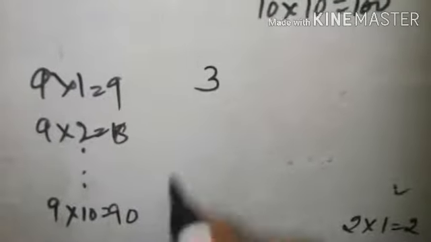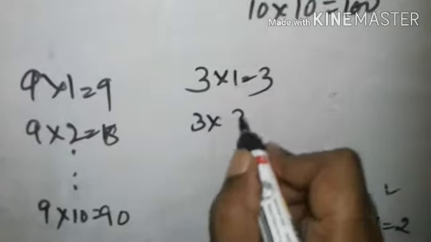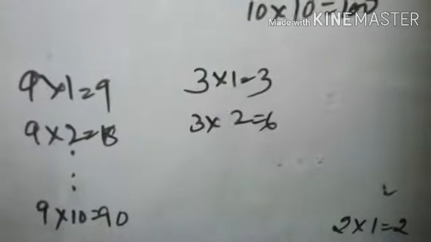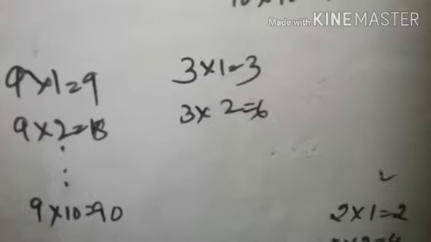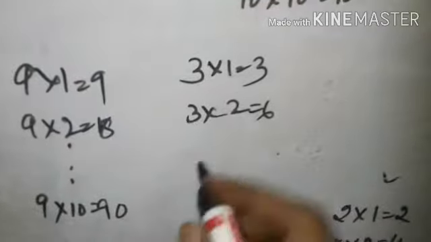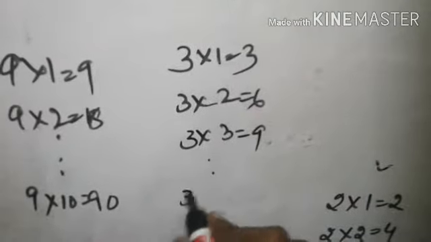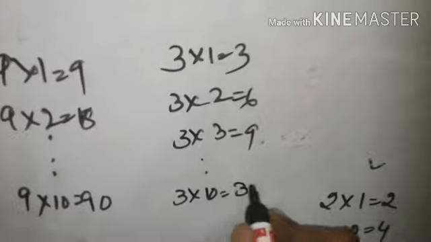Of course, yes, it is. 3 into 1 is 3. 3 into 2 is 6. In the tables, there is no place for numbers like 5. By the time, the student will be familiarized with these particular numbers. So 3 into 3 is 9. Likewise, up to 3 into 10 is 30.